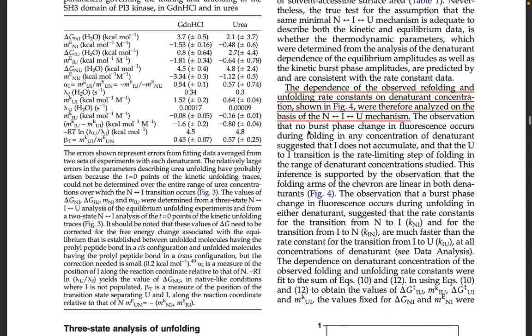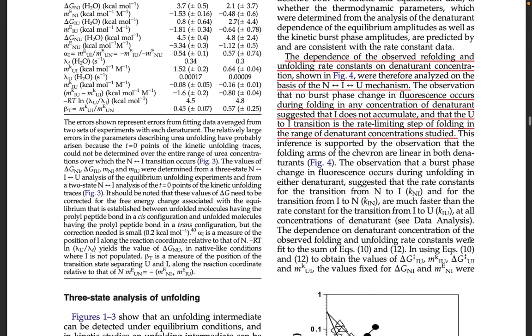The observation that no burst phase change in fluorescence occurred during folding at any concentration of denaturant suggests that I does not accumulate and that the U to I transition is the rate limiting step of folding in the range of denaturant concentrations studied. This inference is supported by the observation that the folding arm of the chevron is linear in both denaturants.